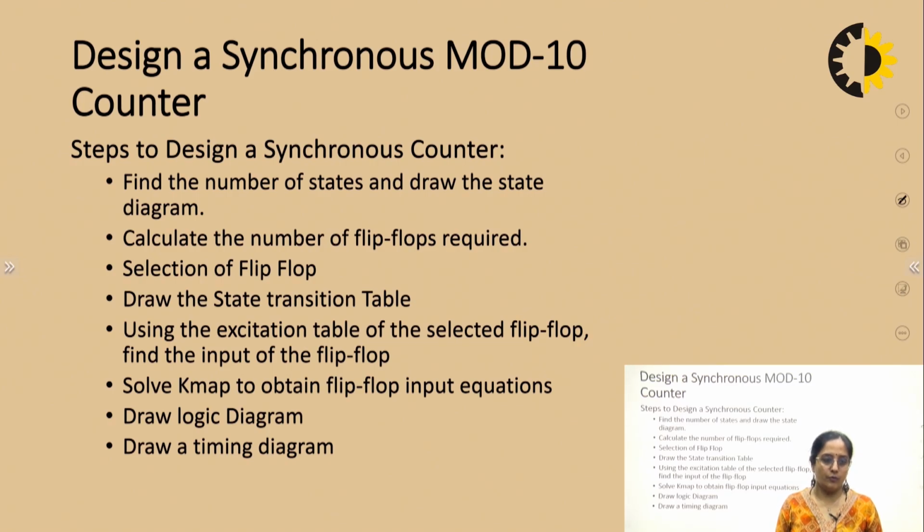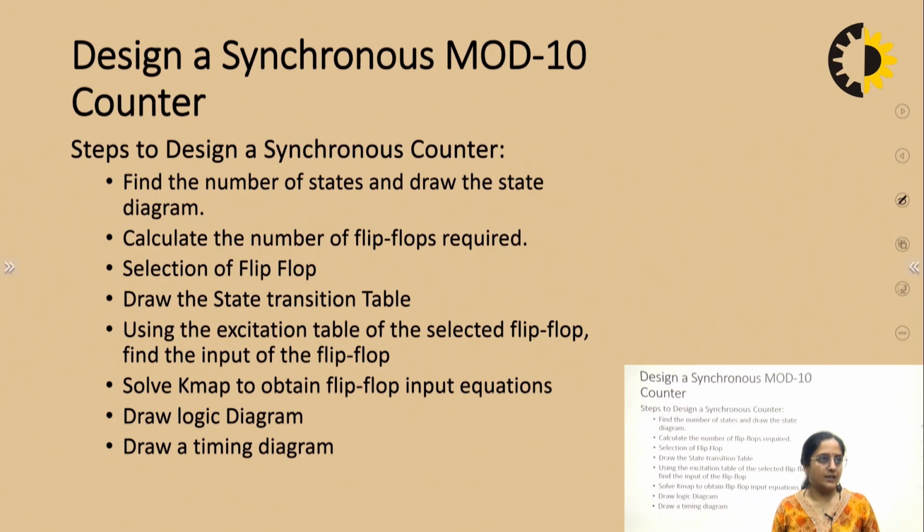Whichever flip-flop we choose, we have to use the excitation table of that flip-flop, and in that case, we will find the flip-flop inputs. After finding the inputs, we will solve the input equations using K-map. When we have the input equations, we draw the logic diagram, and for understanding the working of this counter, we will draw the timing diagram.